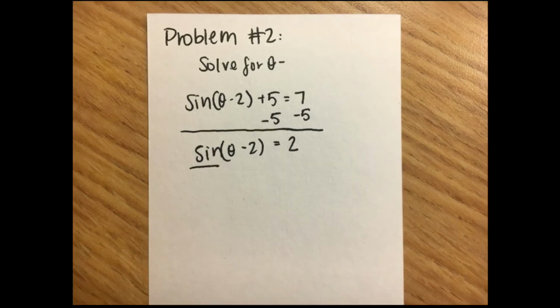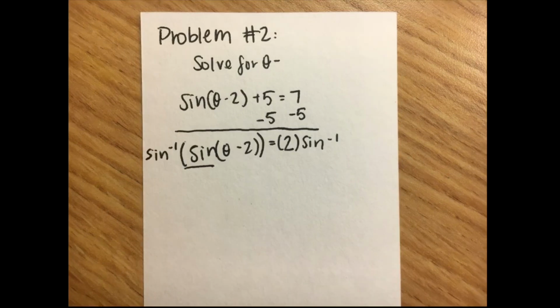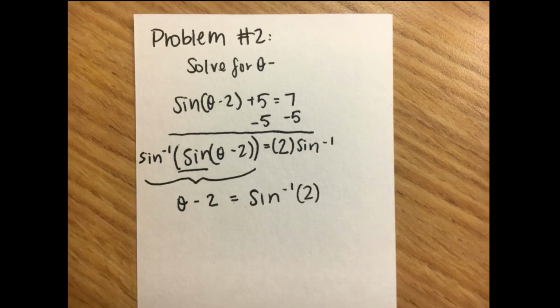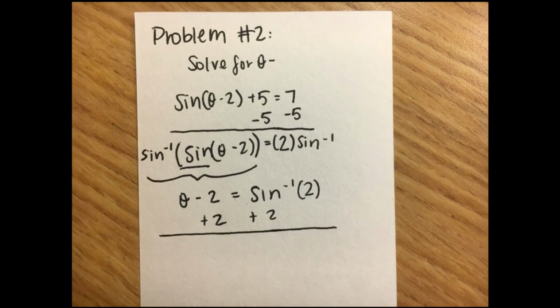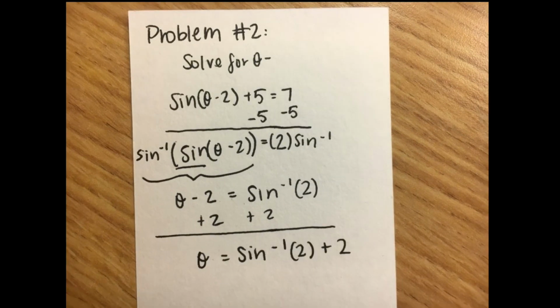The correct way to solve this problem would be to go back to the sine of theta minus 2 and think about what the inverse of sine is, or in other words, what undoes the function of sine of theta. As we know, arcsine is the inverse function of sine, therefore arcsine is applied to both sides, giving us theta minus 2 equals arcsine 2. Then we can add the 2 to both sides, giving us the correct value of theta, which is arcsine 2 plus 2.